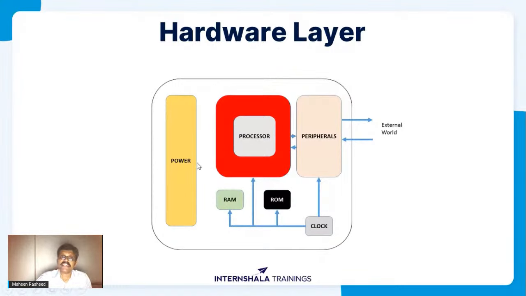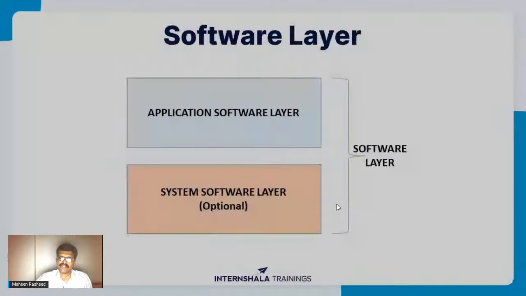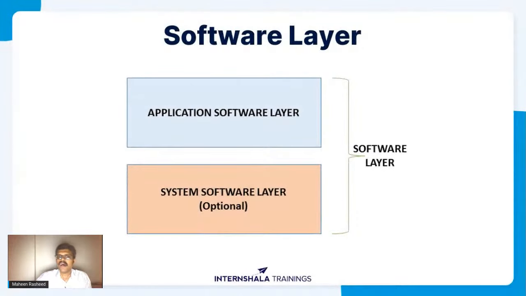And finally, the power section powers the entire hardware layer. So I hope you understood the hardware layer. These are the major components of the hardware layer. It includes processor, peripherals, RAM, ROM, and clock. Now let's discuss the software layer. The software layer is made of two layers. One is the application software layer, and the other is the system software layer.